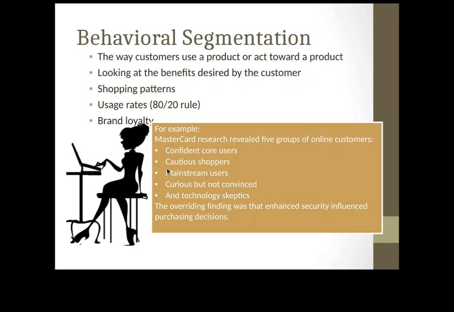And for example, MasterCard, it says here, looks for 5 different distinct groups of online customers: confident users, cautious shoppers, mainstream, curious but not convinced, and technology skeptics. These are different people who have different levels of interest in online shopping. And the overriding finding was that enhanced security influenced purchasing decisions. So they were trying to figure out which customers would value enhanced security on their credit card.